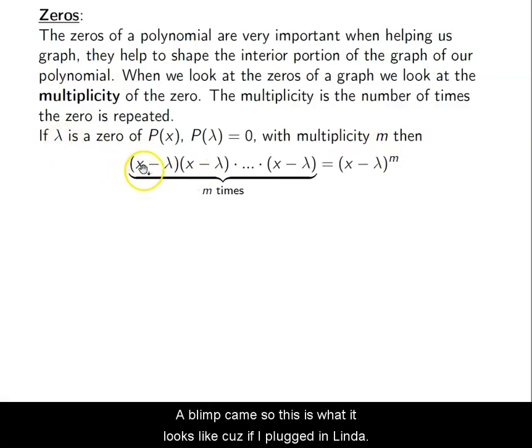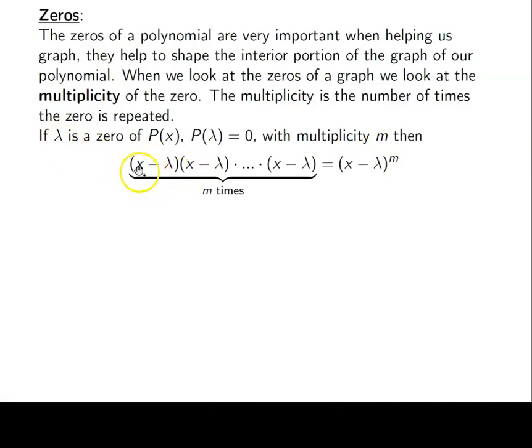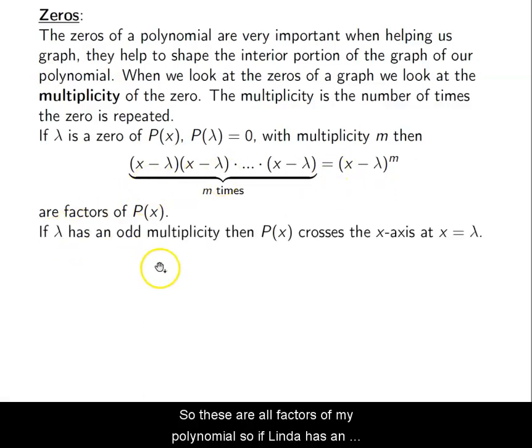Okay, so this is what it looks like, because if I plugged in lambda, lambda minus lambda is 0. So if it has a multiplicity of m, that means x minus whatever that 0 is occurs as a factor m times. So x minus lambda, x minus lambda, x minus lambda, m times. So I can rewrite that as x minus lambda to the mth power. Okay, it's just a repeated root. M tells me how many times that root is repeated. That's what's going on here, right? So these are all factors of my polynomial.